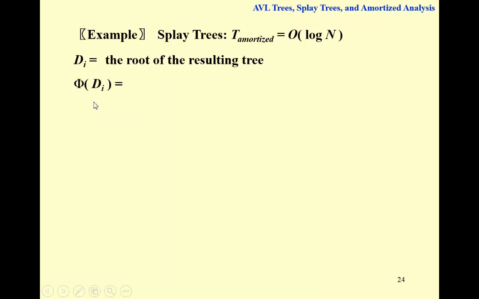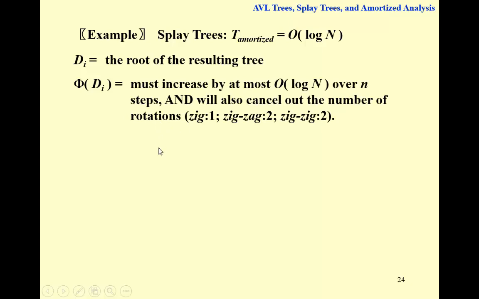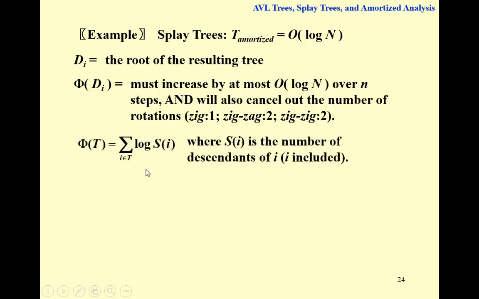It's quite complicated to actually get the proper potential function that really works to prove this amortized bound. There are many different ways of defining this function. But anyway, this function, if it works, first of all, it must increase by at most log n over n steps. Otherwise, we won't be able to get this upper bound. And it must be able to cancel out the number of rotations, cancel out those actual costs. So many people have tried many different ways of proving it. And the one that finally works is this one.